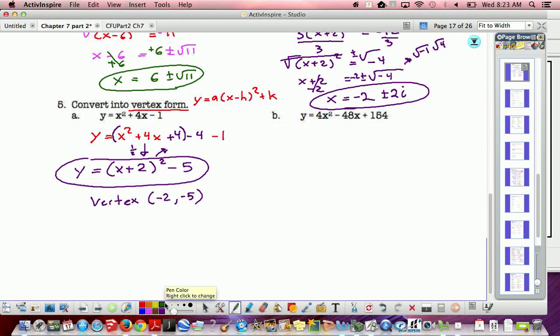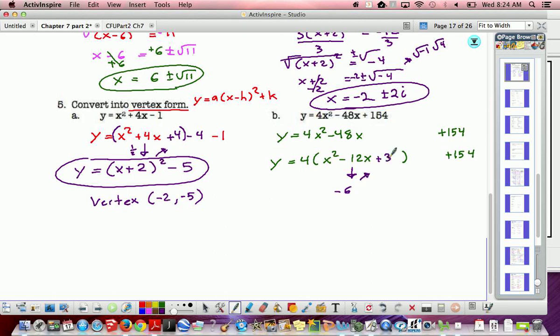All right, B. You do the same first step. 4x squared minus 48x. Move the number way over here, 154. Now this one has a number in front. So you have to factor out the 4 from both the 4x squared and the 48x. So when I take 4 out of there, I'm left with -12. Now I actually complete the square. Half of -12 is -6. -6 squared is 36.